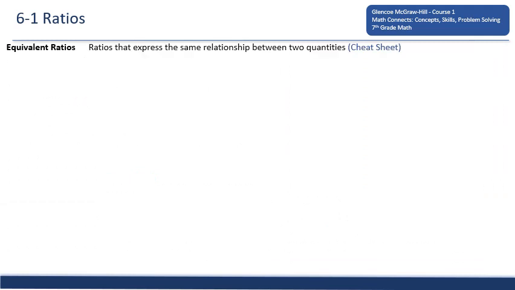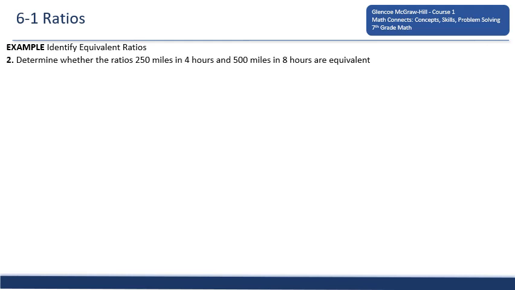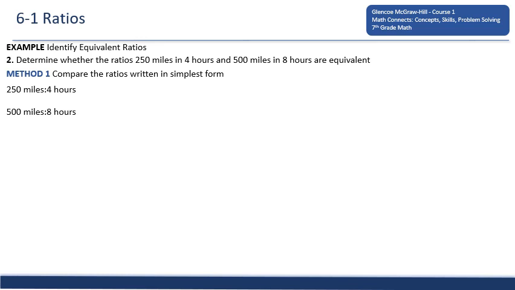Equivalent ratios are ratios that express the same relationship between 2 quantities, and equivalent ratios have the same value. Identify equivalent ratios. Determine whether the ratios 250 miles in 4 hours and 500 miles in 8 hours are equivalent. Method 1, compare the ratios written in simplest form. So we'll set up the ratios, 250 miles to 4 hours and 500 miles in 8 hours, and we'll set them as fractions. So we're saying the same thing in both of those.